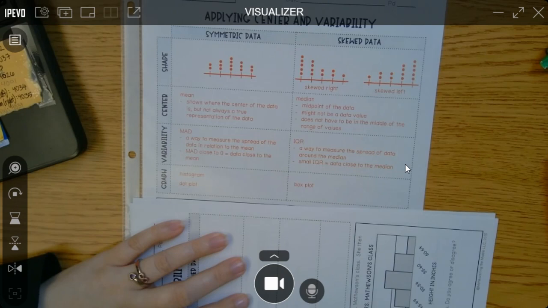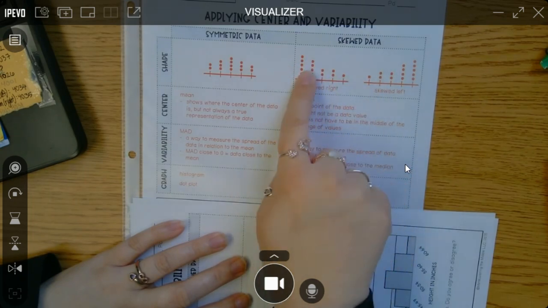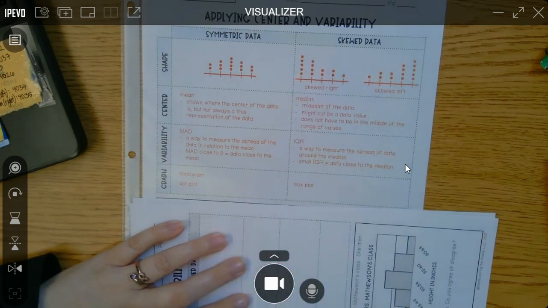Okay. And again, it doesn't have to be in the middle set of values. Sometimes, depending upon how it's located, maybe it's here, which isn't exactly in the middle. It depends upon how your data set is set up.